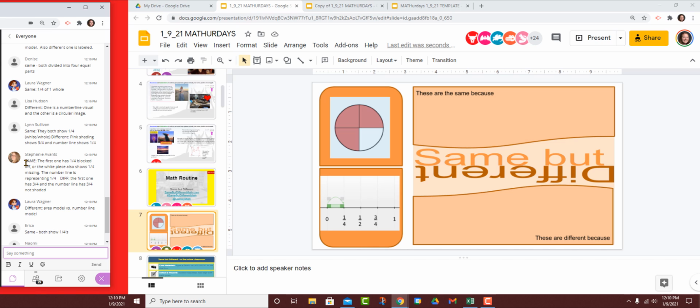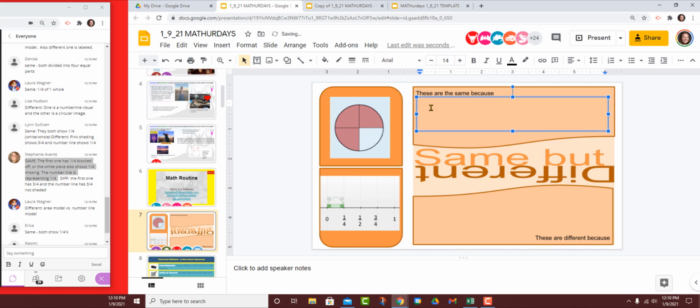I wanted to start off with Stephanie. You mentioned this idea of 1/4. I'm going to put it here in our box. Can you tell us a little bit more about how you see this? You said the same. The first one has 1/4 blocked off, or the white piece shows 1/4 missing. The number line is representing 1/4. How do you see that here?